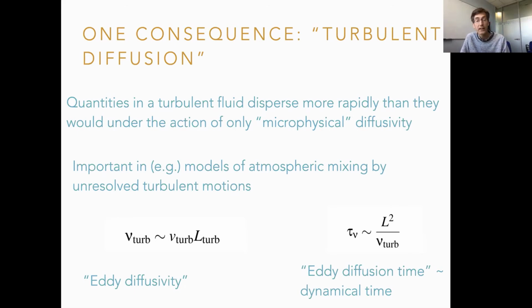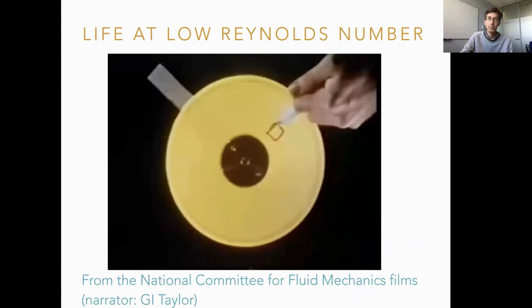You could estimate it to order of magnitude by taking typical velocities times a typical length scale in the turbulent flow. So you might call that the eddy diffusivity, and you could define an eddy diffusion time in the way you would define any other diffusion time, so L squared over some diffusivity. If you plug those two expressions together, you find that the eddy diffusion time is the dynamical time, L over U, for the turbulent flow. In other words, if you pluck something out of a turbulent flow, it disperses on roughly the dynamical time rather than on the typically much longer microphysical diffusion time.